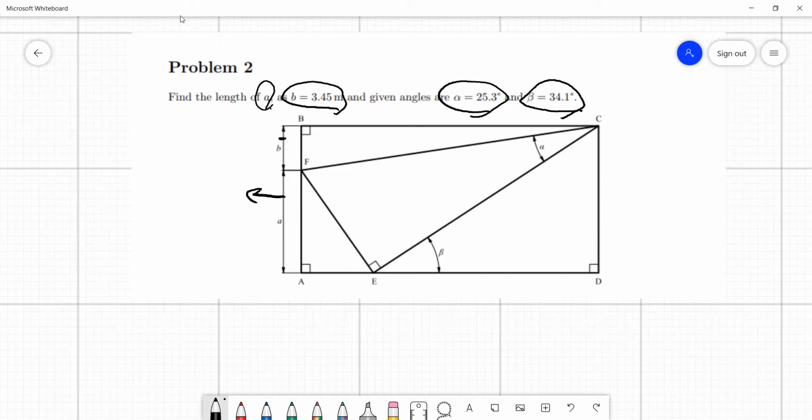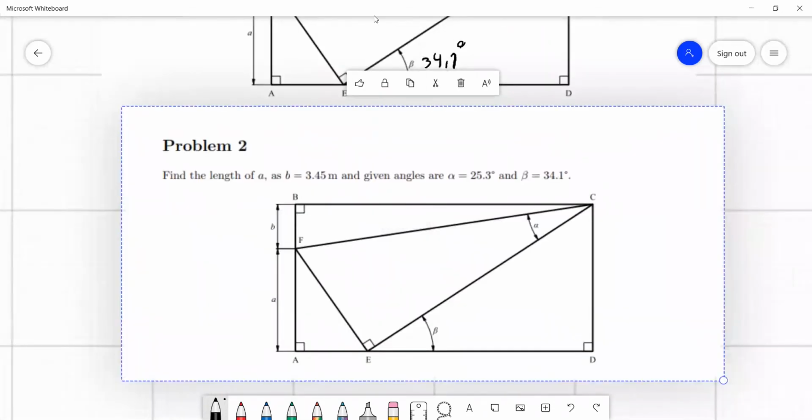All right, it says B, so B is a side. It's particularly this side. It is 3.45 meters. And we also have an angle of 25.3 degrees and another angle of 34.1 degrees. Okay. Before I start, I want you to realize what we're dealing with.